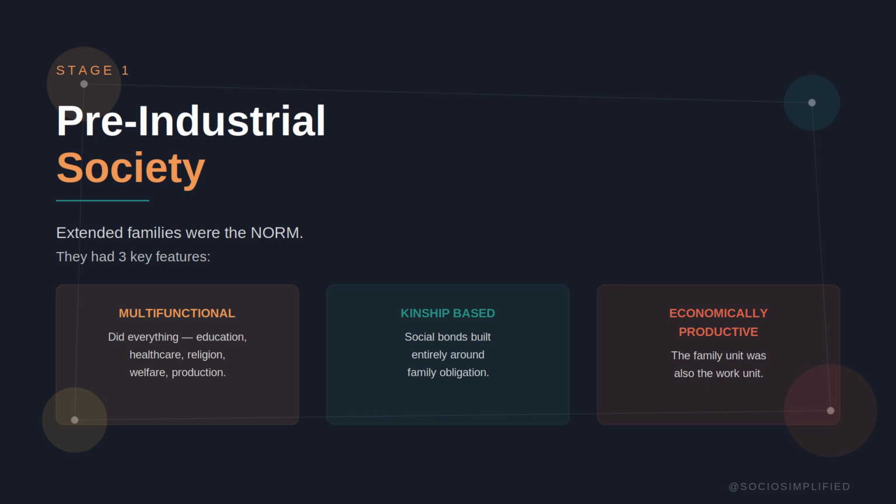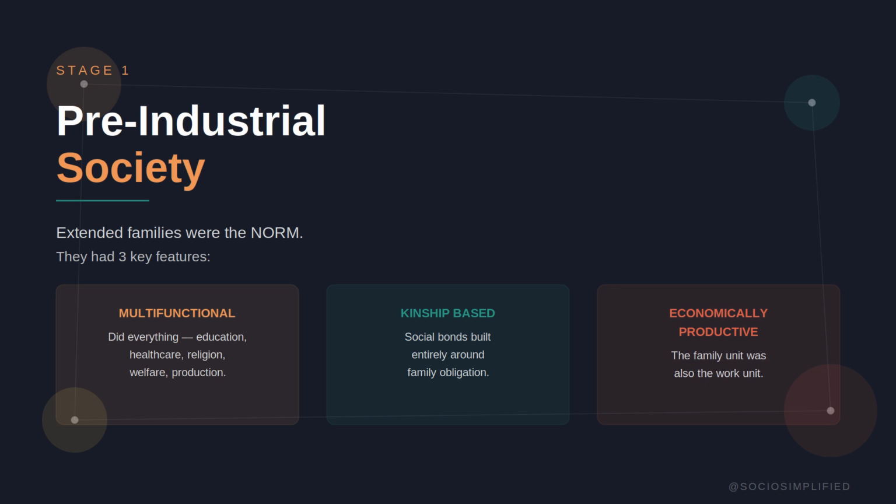Let's start at the beginning. Before industrialization, think farms, small villages, rural communities, extended families were the norm, and they had three key features. One, multifunctional. The family did everything. Education happened at home, healthcare happened at home, work happened at home, religion, welfare, childcare, all of it was the family's responsibility. There was no NHS, no school system, no welfare state.